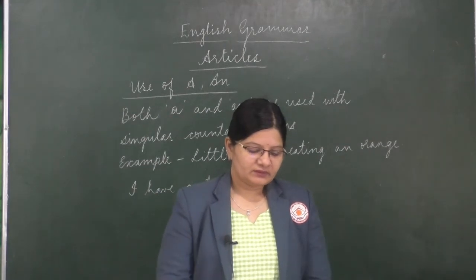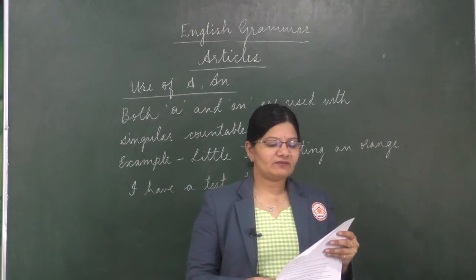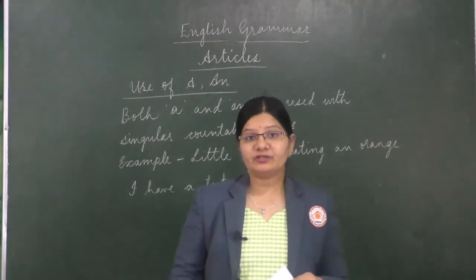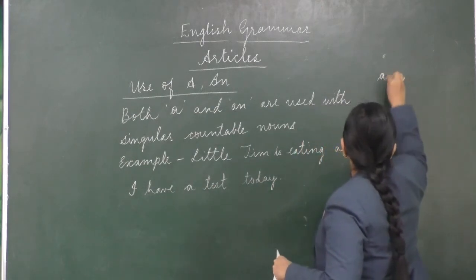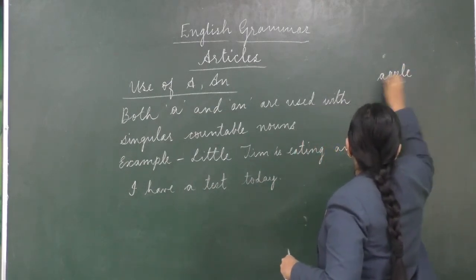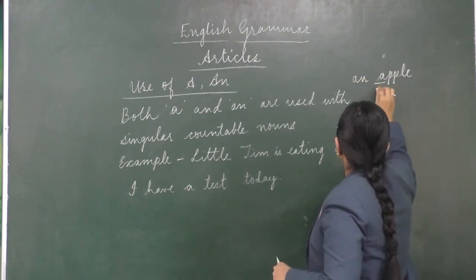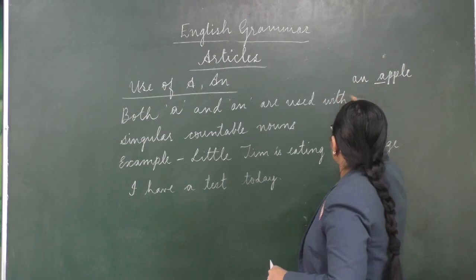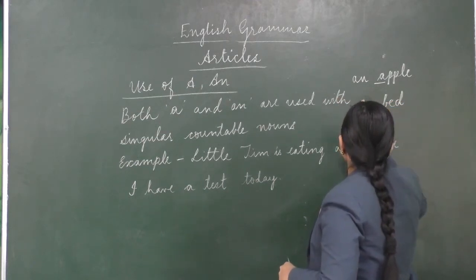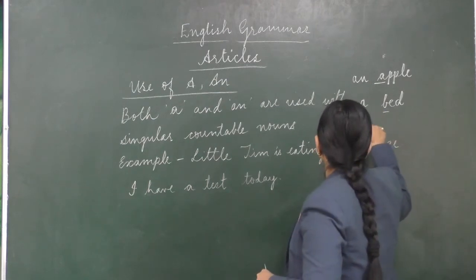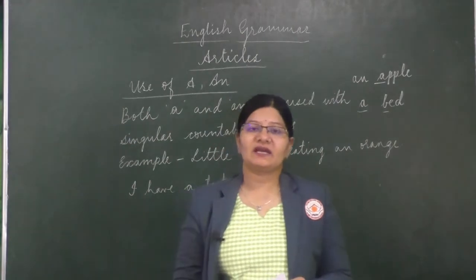Further, we use an before the nouns beginning with a vowel sound. As I have already told you, they begin with a vowel sound. For example, apple. A is the vowel and we use an before the letter A, apple, and we use a before the consonant. So here there is a consonant, we use a before it. So this way we use a and an.